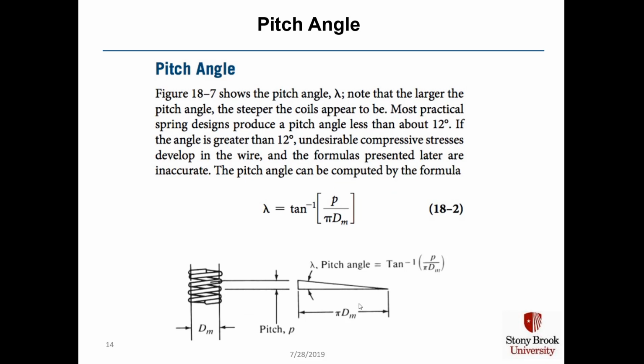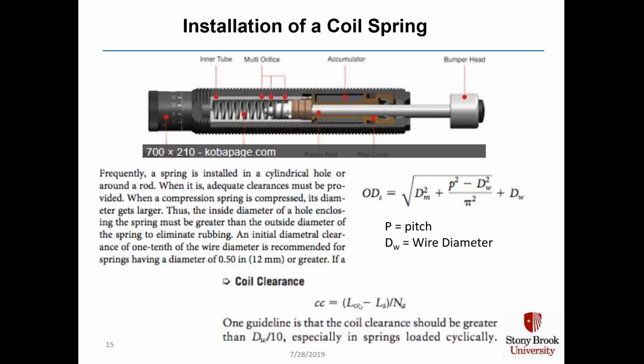Note that the larger the pitch angle, the steeper the coils appear to be, but most practical spring designs produce a pitch angle less than about 12 degrees. Frequently, a spring is installed in a cylindrical hole or around a rod, as in this air cylinder, and when it is, adequate clearances must be provided. When a compression spring is compressed, its diameter gets larger, and so the inside diameter of a hole enclosing the spring must be greater than the outside diameter of the spring in order to eliminate rubbing.